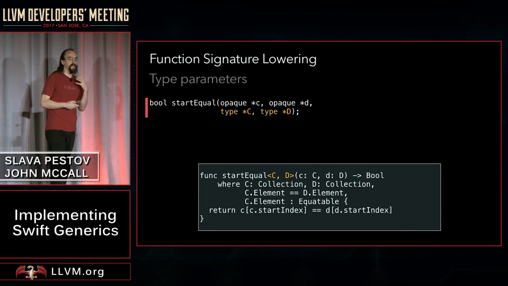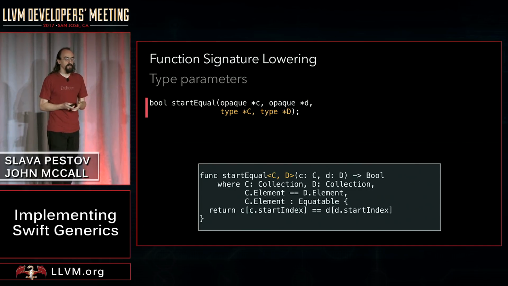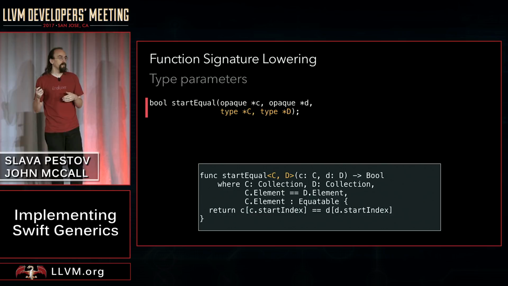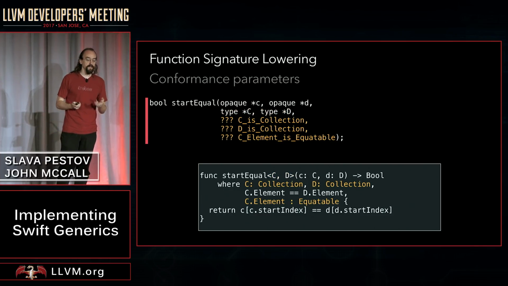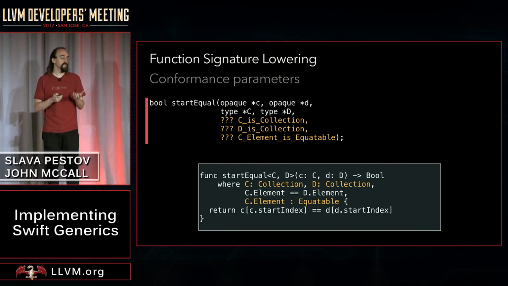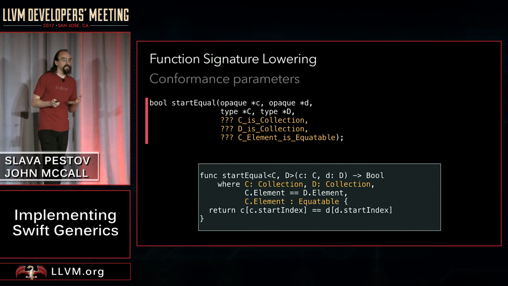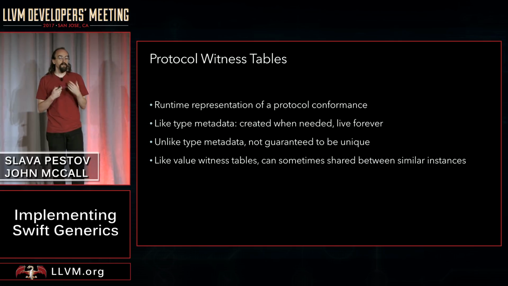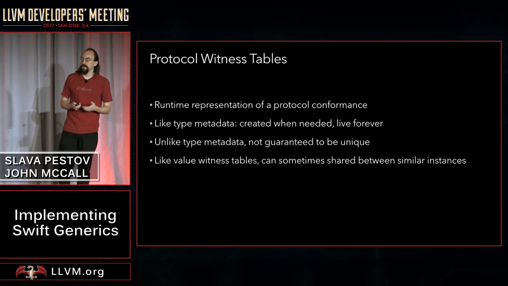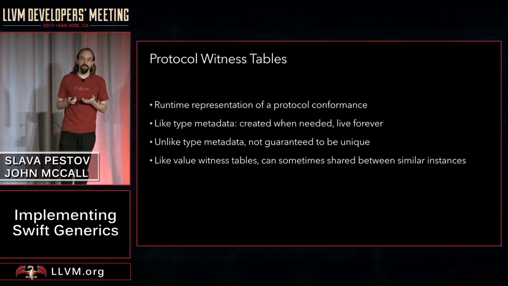We also have to take the type metadata for C and D as direct parameters. And finally, we have to take in the information somehow about these top-level requirements, that C and D are collections and that C.element is Equatable. So how do we pass that in? The answer is what we call a protocol witness table. And much like type metadata is the runtime representation of a type in the type system, a protocol witness table is the runtime representation of a protocol conformance.